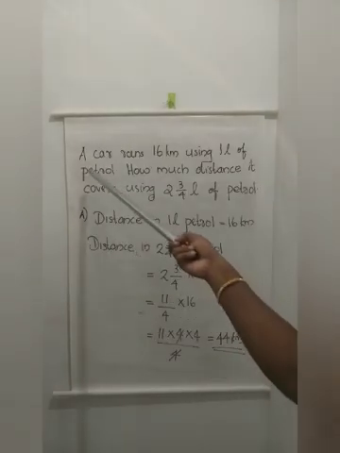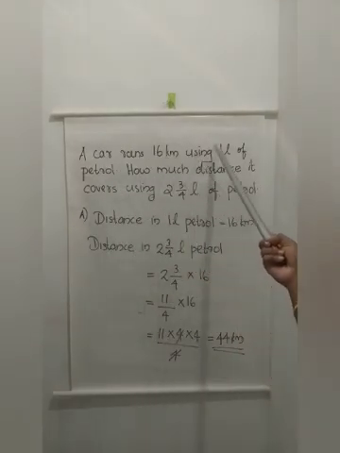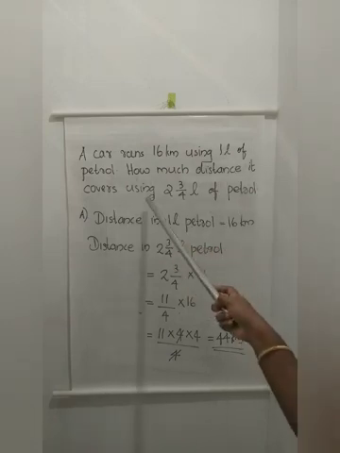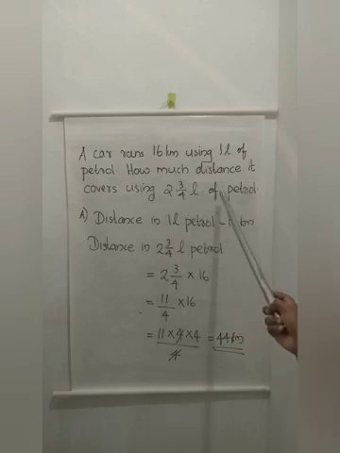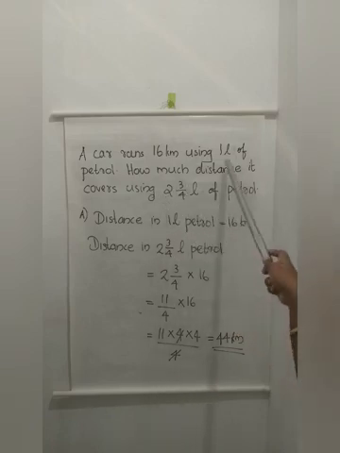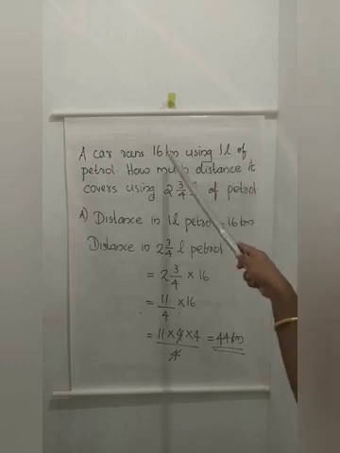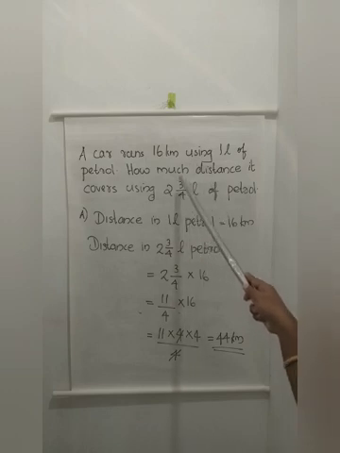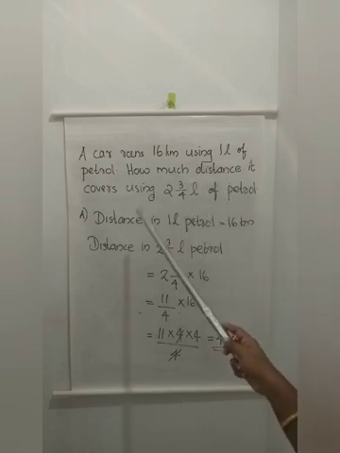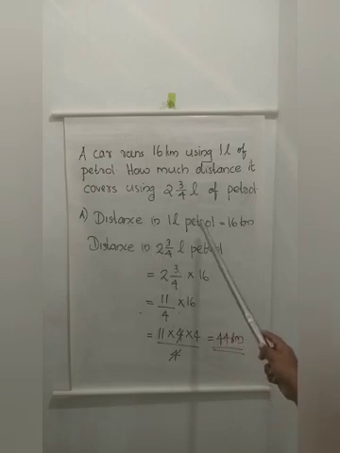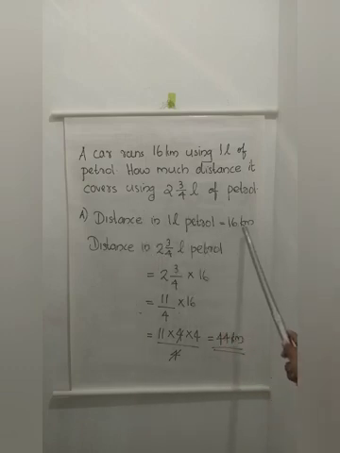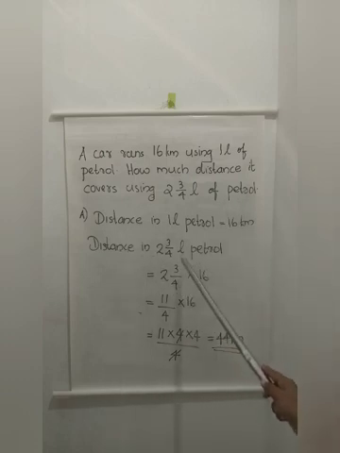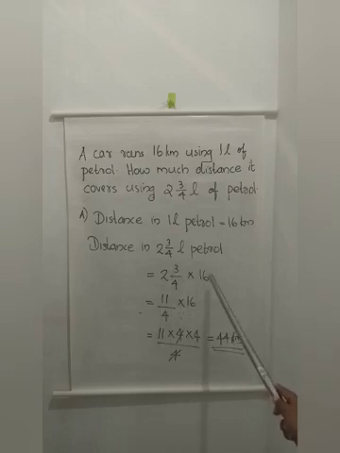Next problem. A car runs 16 km using 1 liter of petrol. How much distance does it cover using 2 3 by 4 liters of petrol? So using 1 liter of petrol, it covers 16 km. The question is, using 2 3 by 4 liters of petrol, how much distance does it cover? So what is given? Distance in 1 liter: 1 liter of petrol covers 16 km. So the distance in 2 3 by 4 liters of petrol is 2 3 by 4 into 16.